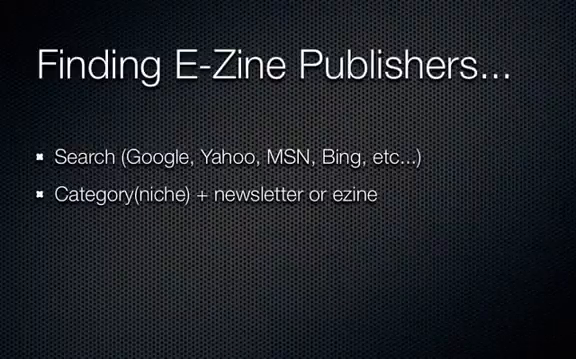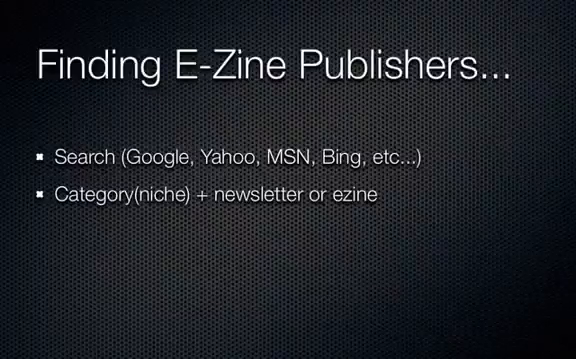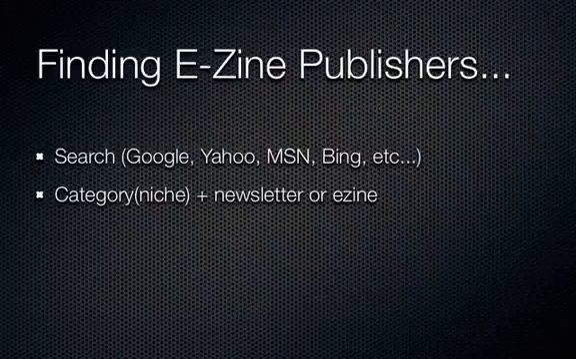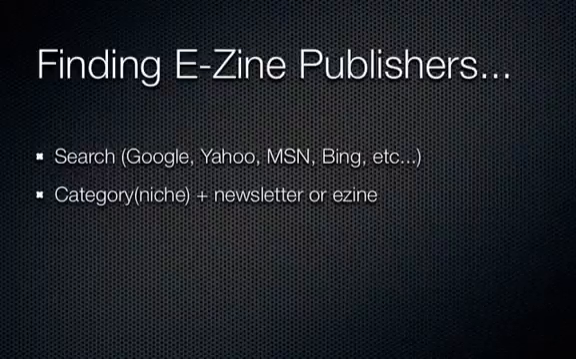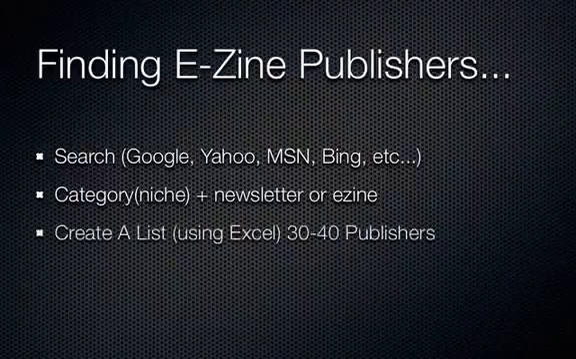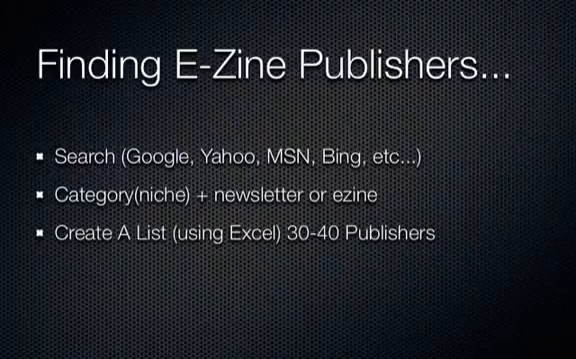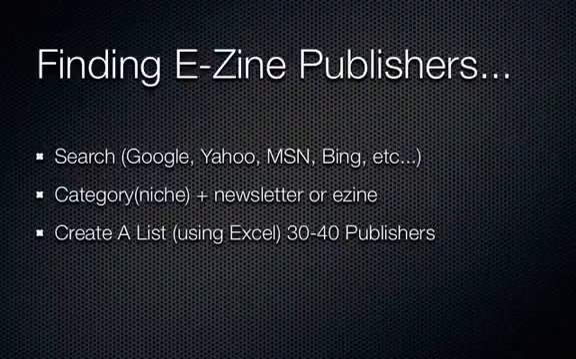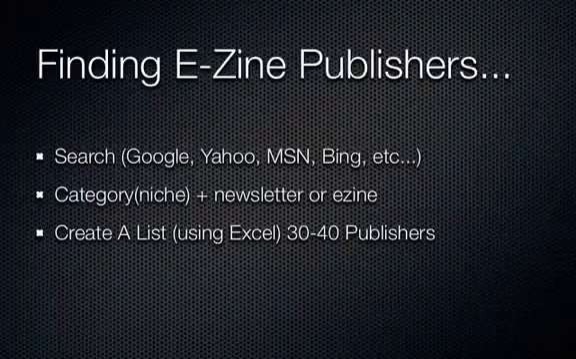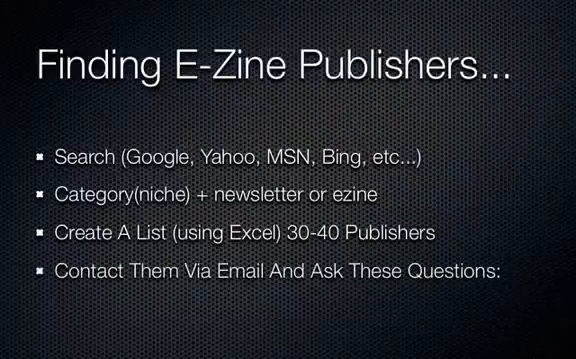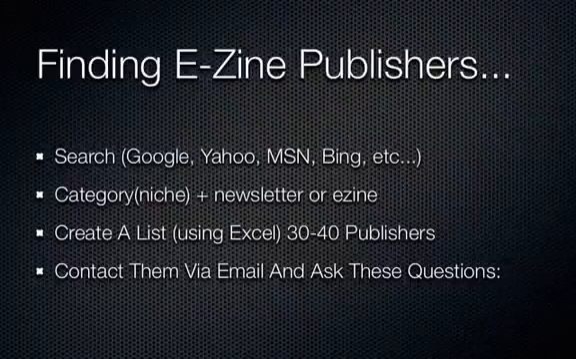So we're gonna search for a particular niche, and our goal is to find a newsletter publisher or an e-zine publisher in that particular field. I'm going to show you how to do this here in just a second. Then we're going to create a list, and I recommend using Excel software, of about 30 to 40 publishers. We want to contact each of these 30 to 40 publishers via email and ask them some questions.